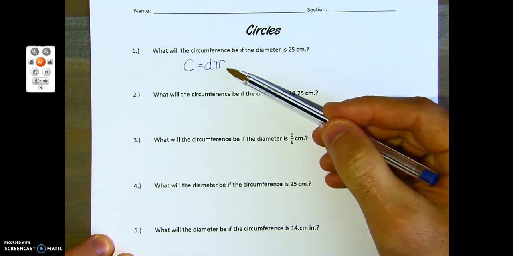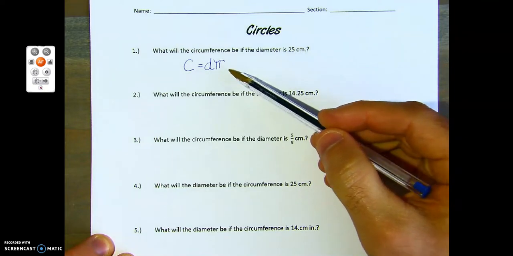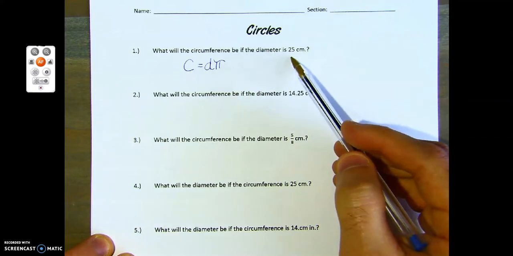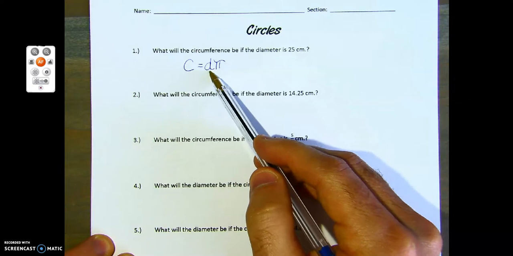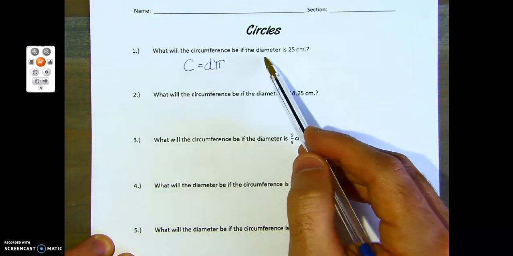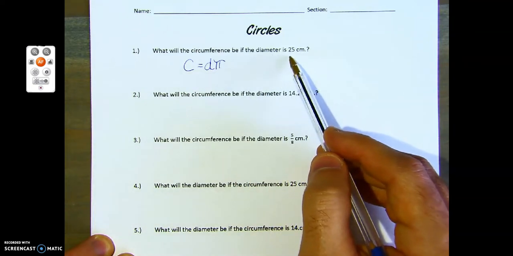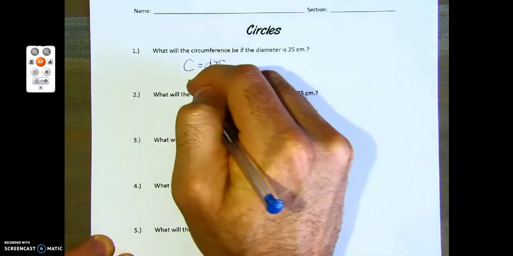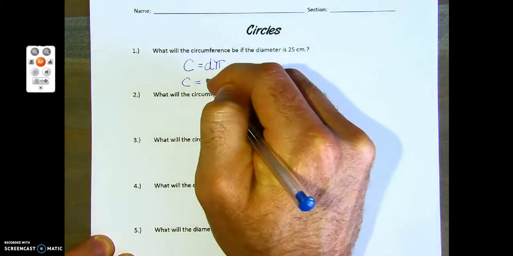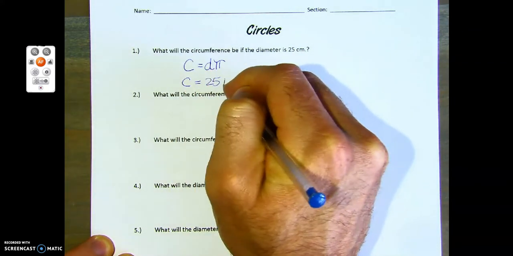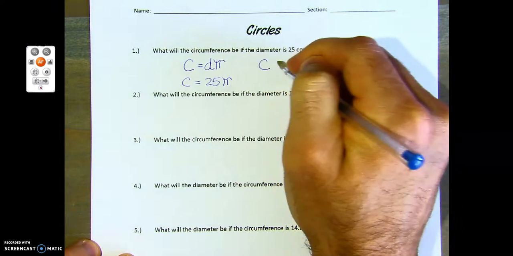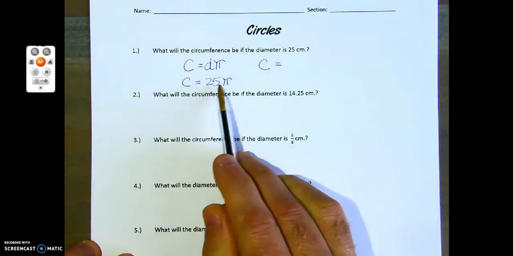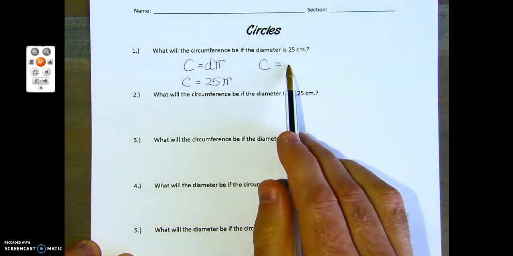Step number 2 is using substitution. So that 25 right here has to go in the place of one of the variables, either the c or the d. In this case, it's giving us the diameter, so we're going to put the 25 in the place of d. C equals 25 times pi. Step number 3 is doing the arithmetic and giving me the answer. So over here, whatever 25 times pi is, you're going to put that number right over here.